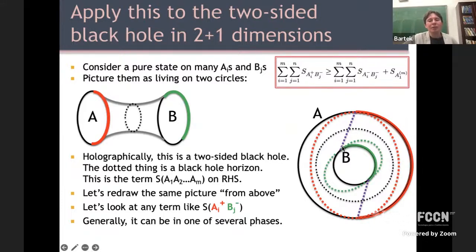Another option for what the RT surface could be is that these intervals could be in a sort of connected phase, where there is a geodesic that connects this endpoint of A to this endpoint of B and this endpoint of B to this endpoint of A. So I have a few phases here that are possible as realizations of the Ryu-Takayanagi proposal, and which one actually is realized depends on which one has the smallest combined length, so which one is minimum.